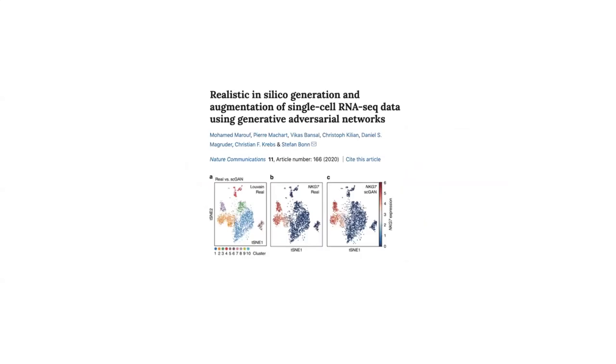Okay, so there are not so many applications in single-cell transcriptomics, but there are a few. And this is one that's actually playing to the strengths of the GANs, which is to generate realistic-like data. So this is an application that tries to use GANs for augmentation of single-cell RNA sequencing data using generative adversarial networks. It's one example that I show here.